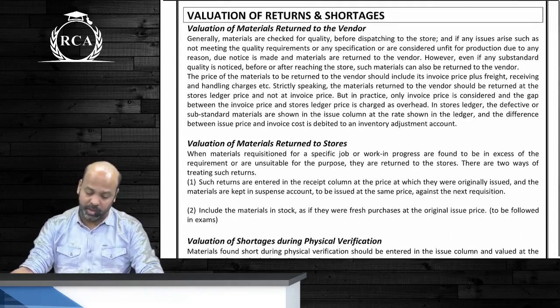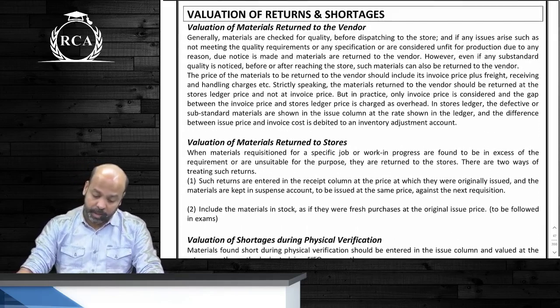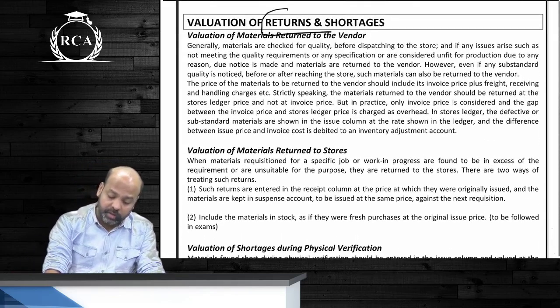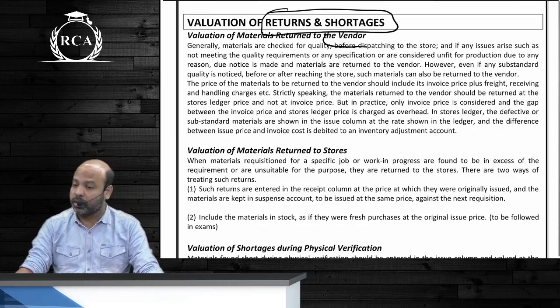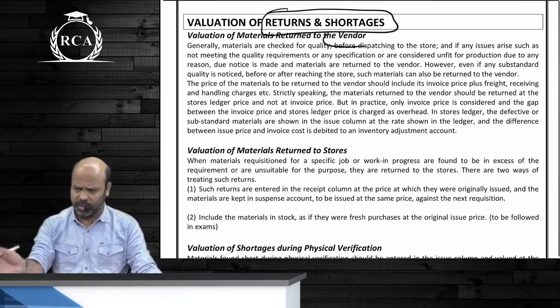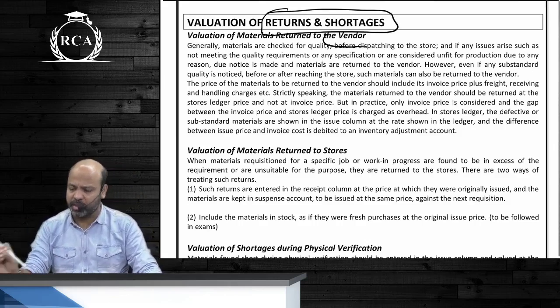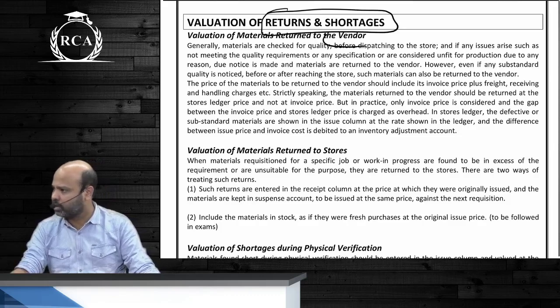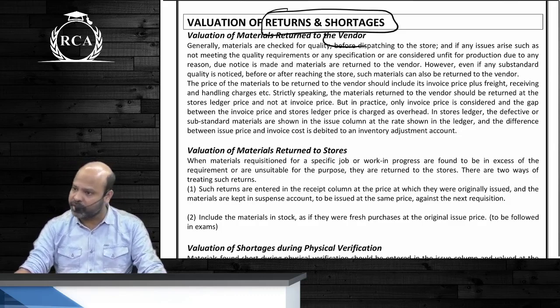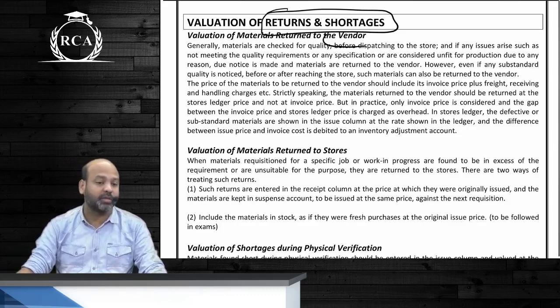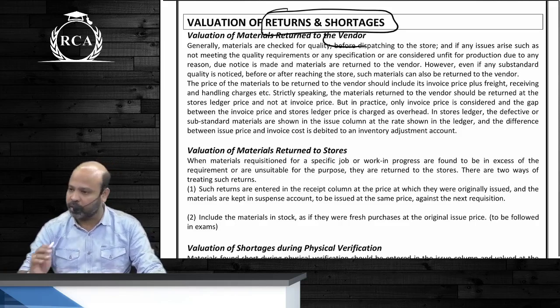One small part, beta, last, and then we'll start writing. Valuation of returns and shortages. I already told you, beta, if there's a material returned to the vendor, it should be recorded as an issue of material. But the question is, at what price? Doesn't matter whether you're following the FIFO method, LIFO method, or weighted average method, you will have to record a material being returned to the supplier, guys, at the price at which the material was purchased. Are we clear about this?